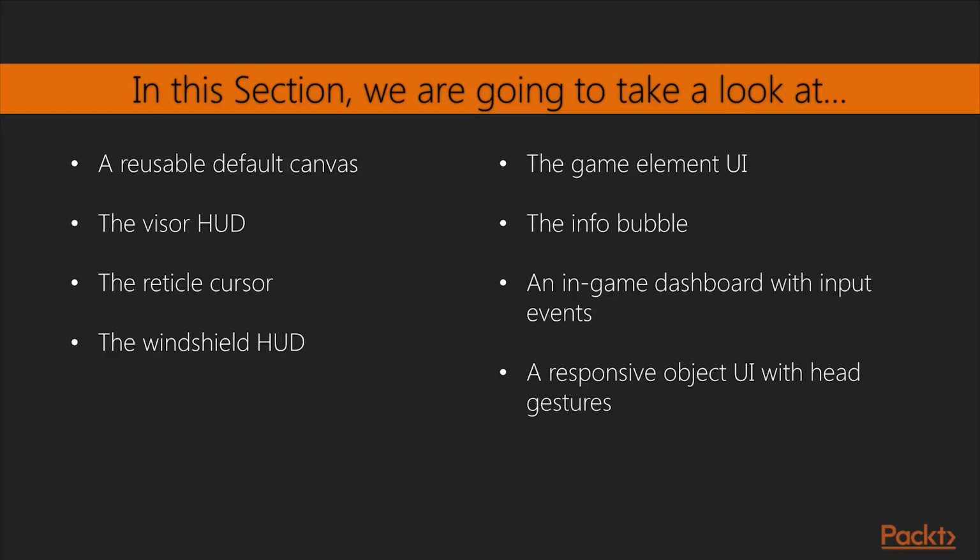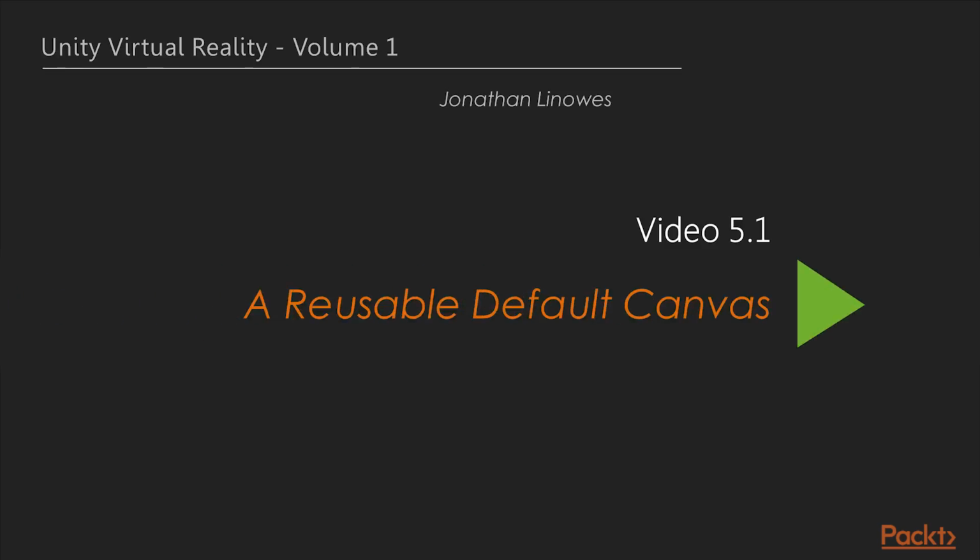In this section, we'll first begin with Reusable Canvas, then move on to learn about various UI elements like the visor HUD, the reticle cursor, the windshield HUD, the game element UI, the info bubble, in-game dashboard, and finally, responsive object UI. Now we'll move on to the first video of this section, a reusable default canvas.